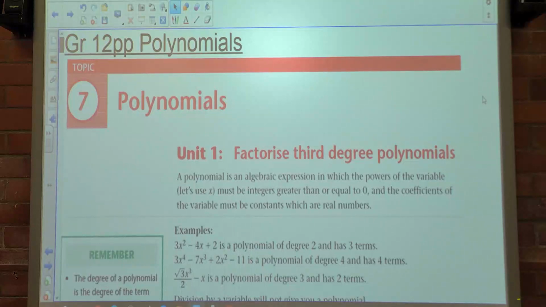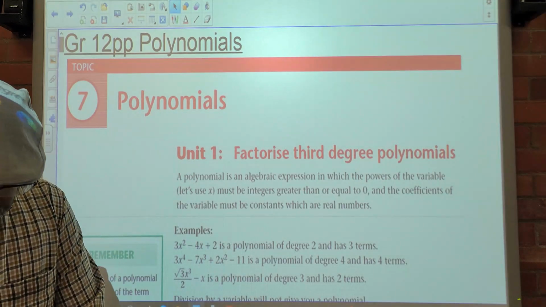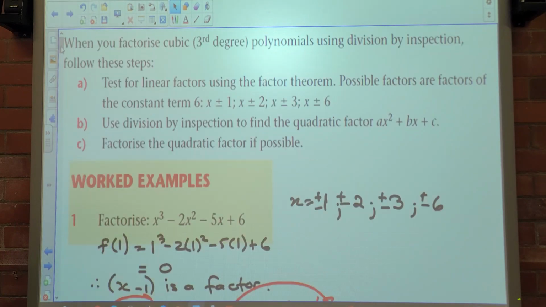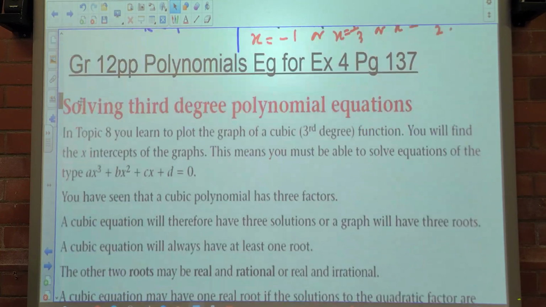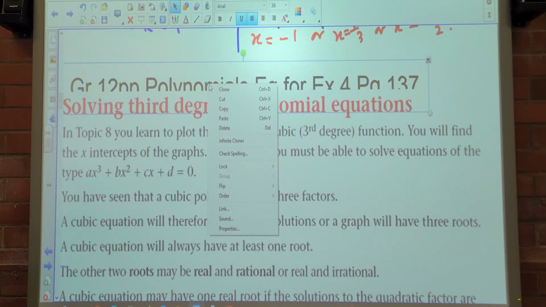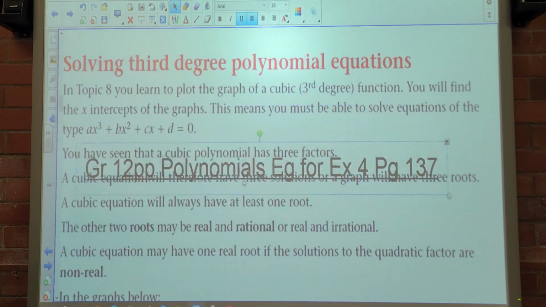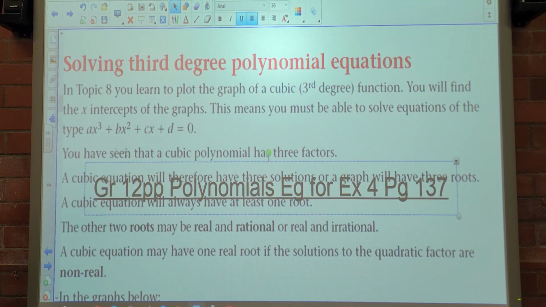Okay, good morning, class. So today we're looking at polynomials. Looking at the last exercise, the examples for the last exercise. Third degree polynomial. Solving third degree polynomial equations. In topic 8 you will learn to plot the graph of a cubic or third degree function.